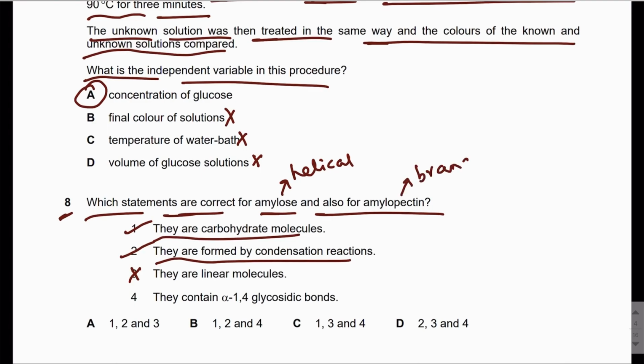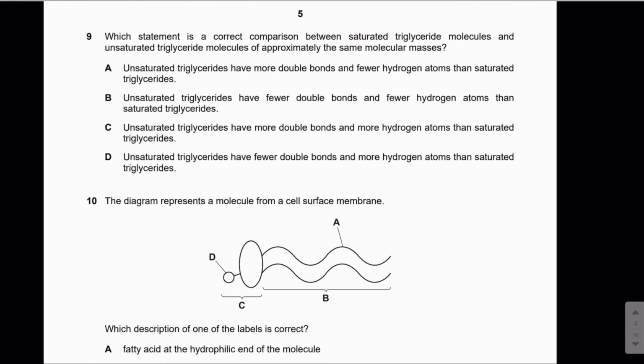So these molecules are non-linear, right? And they contain alpha 1,4 glycosidic bonds. Yes, both of them contain alpha 1,4 glycosidic bonds. Additionally, amylopectin contains alpha 1,6 glycosidic bonds. So the answer is 1, 2 and 4. The answer is B. Let's move on to MCQ number 9.